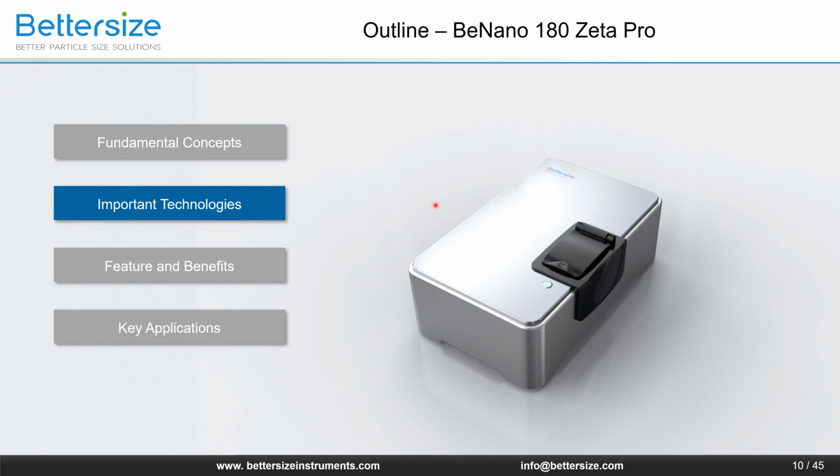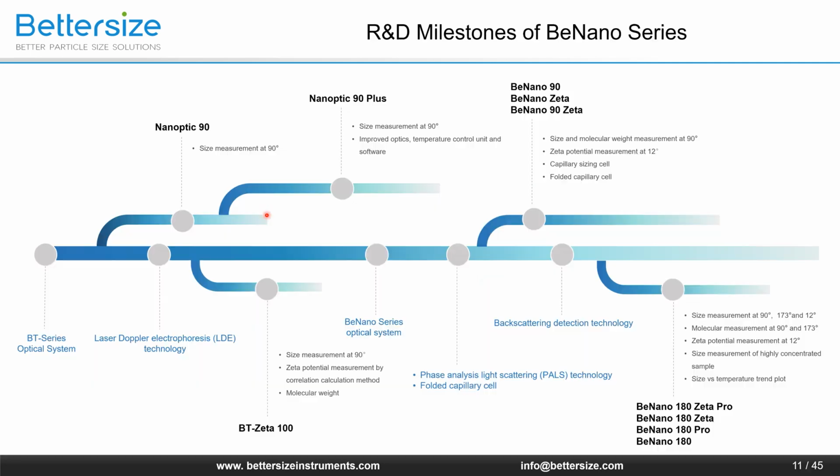After introducing the fundamental concepts, let's move on to the section concerning the product, the BeNano 180 Zeta Pro. Since 2014, Bettersize starts the journey to build the optical system of the BT series nanoparticle analyzer. Year by year, novel technologies such as laser Doppler electrophoresis, phase analysis light scattering, backscattering detection have been established. Until now, the BeNano series is fully developed.